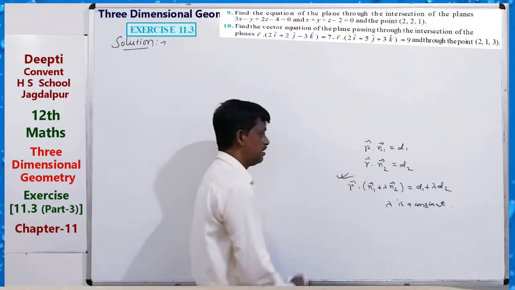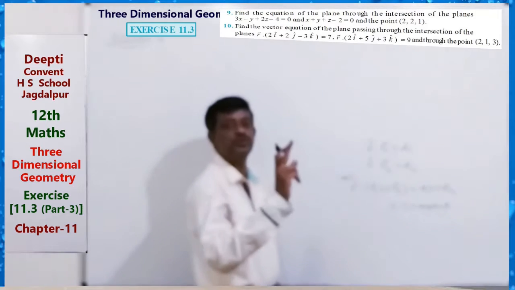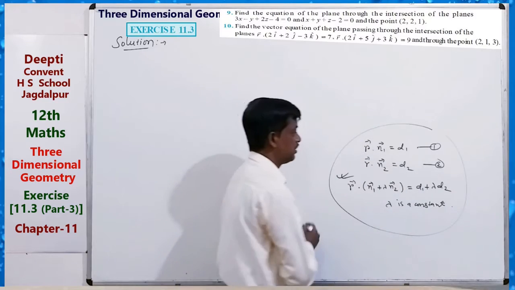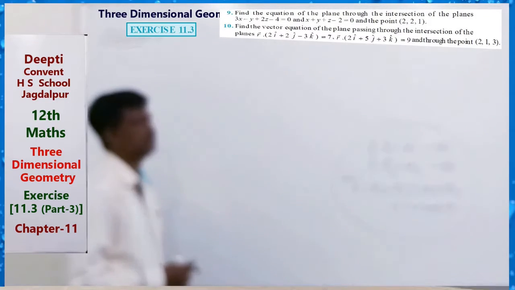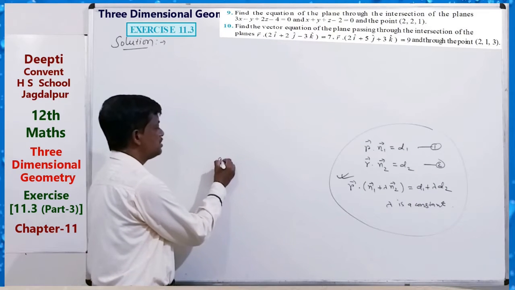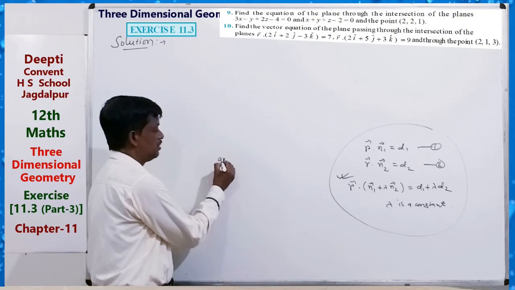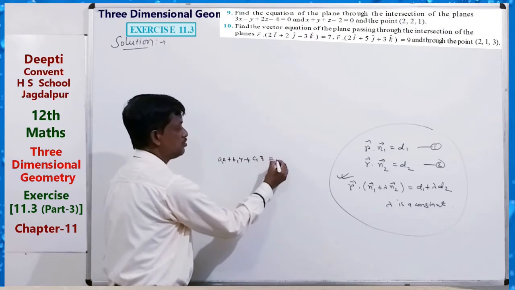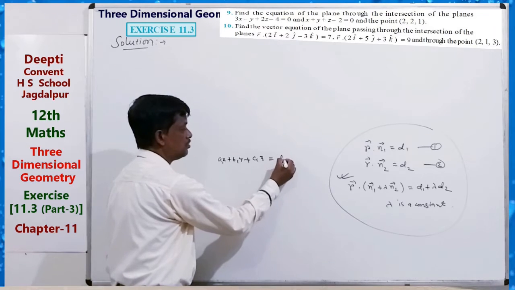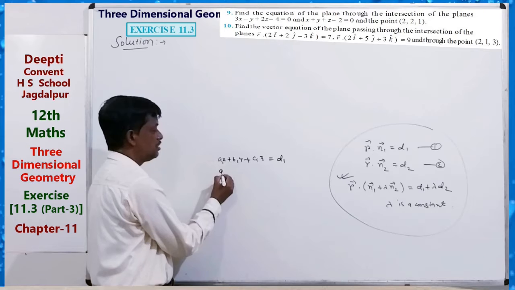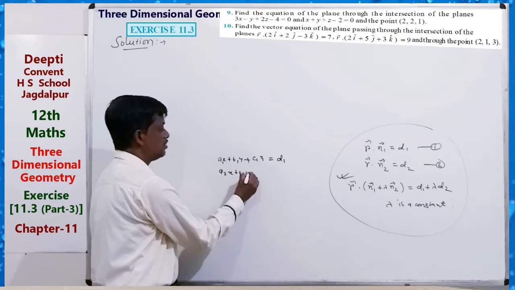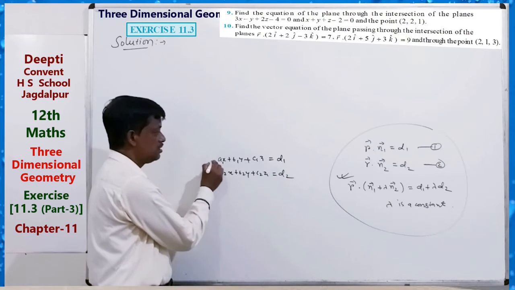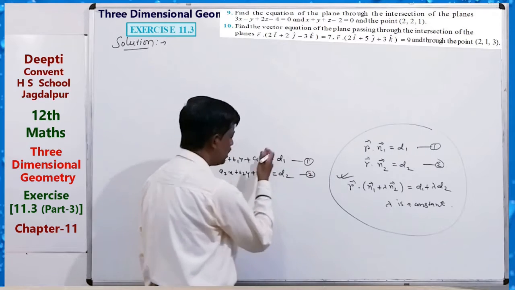This is the equation of a plane passing through the intersection of planes 1 and 2. This is the vector form, and also the Cartesian form. If the first plane is a1x plus b1y plus c1z equals d1, and another is a2x plus b2y plus c2z equals d2, these are the first and second equations in Cartesian form.